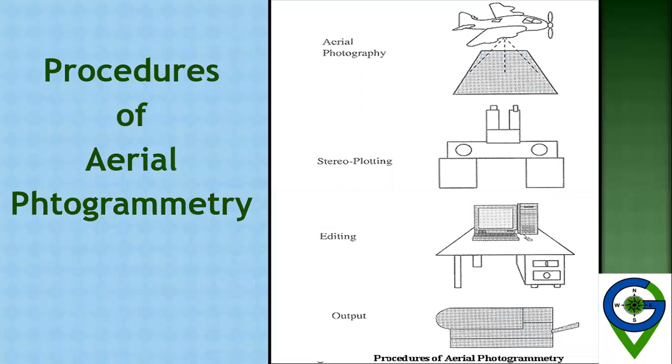So this is the procedure of aerial photogrammetry. We have already discussed in the aerial photograph lecture that aerial photographs are taken with the help of aircraft and airplanes. Then we have the stereo plotting, and the editing is done with the help of computers, and then we will get the output.